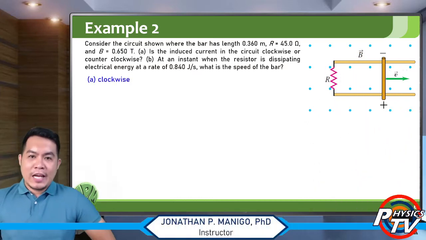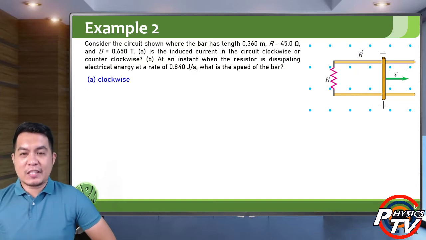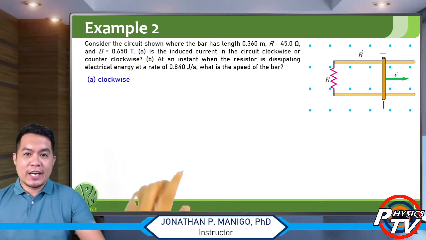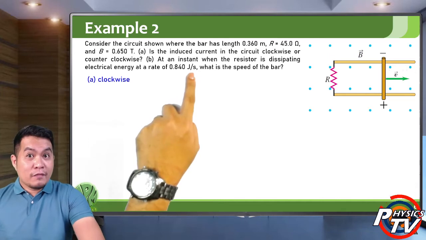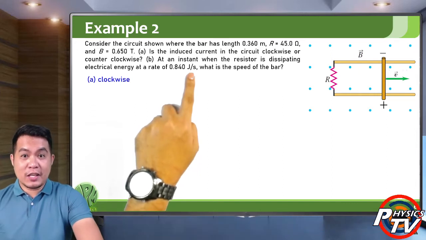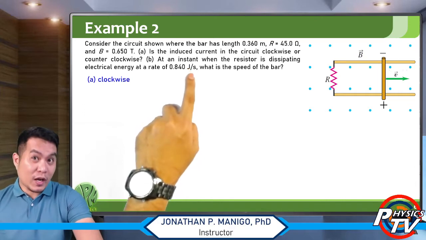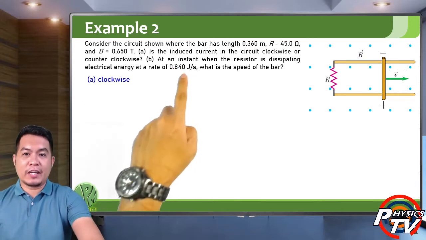Okay, for letter B, at an instant when the resistor is dissipating electrical energy at 0.840 joules per second, what is the speed of the bar? So what does this mean? At the instant when the resistor is dissipating electrical energy at 0.840 joules per second. This is the power dissipated to the resistor, the power delivered by the current to the resistor. 0.840 joules per second. Joules per second is just watts. 1 joule per second is just 1 watt. So basically this is power. You are given the power.